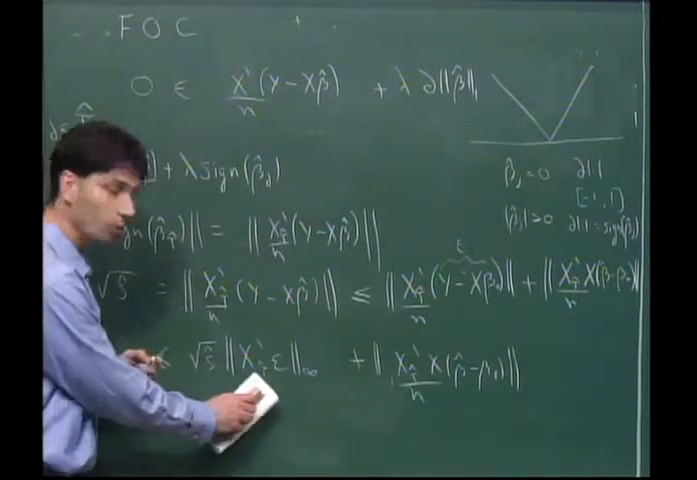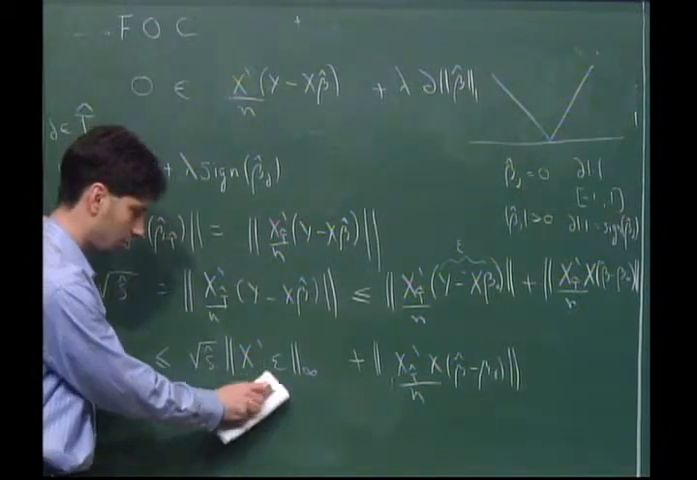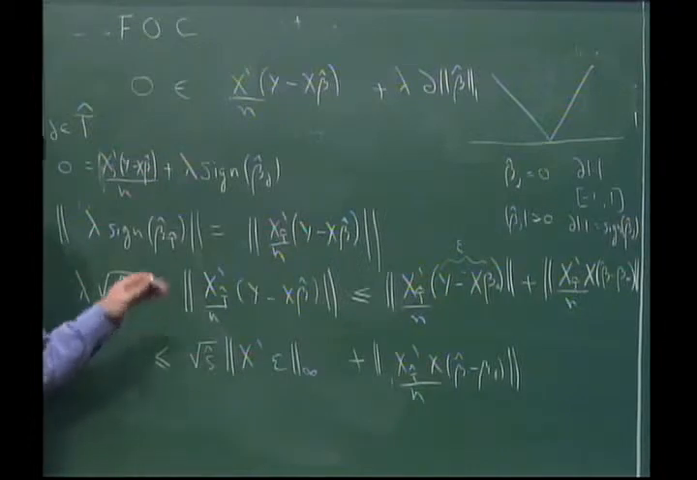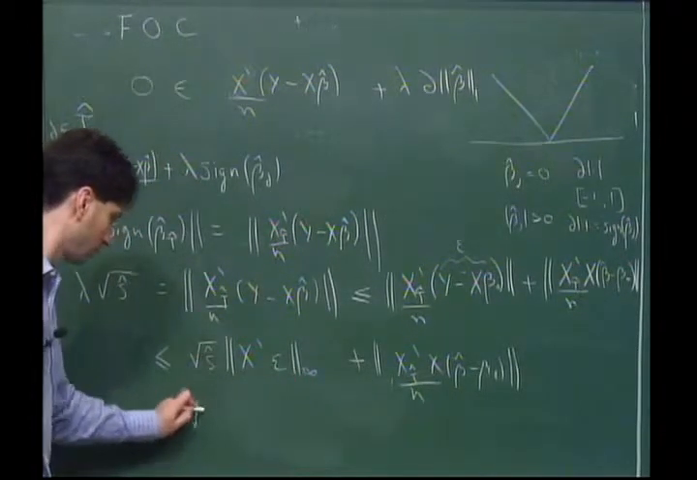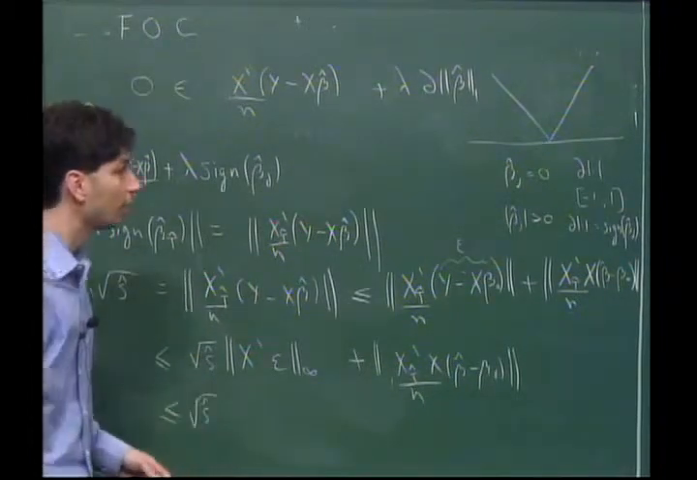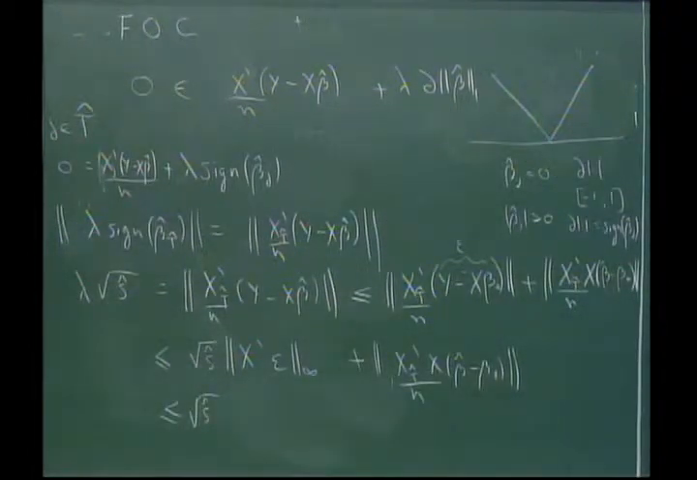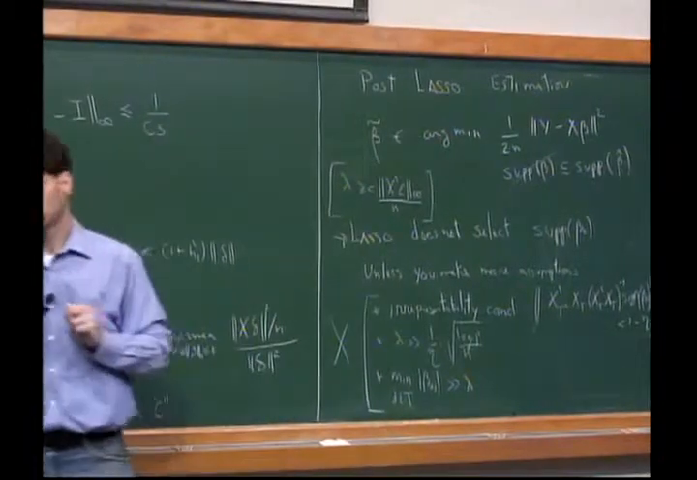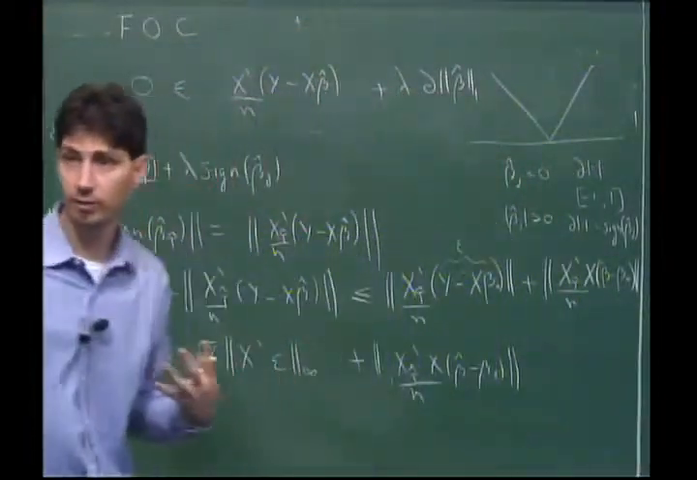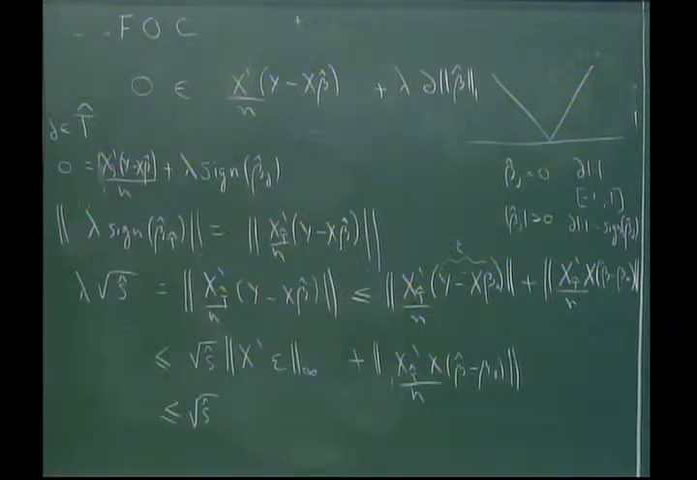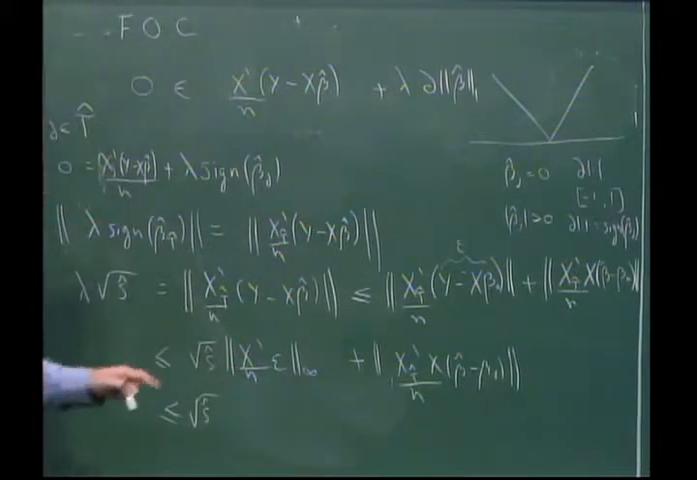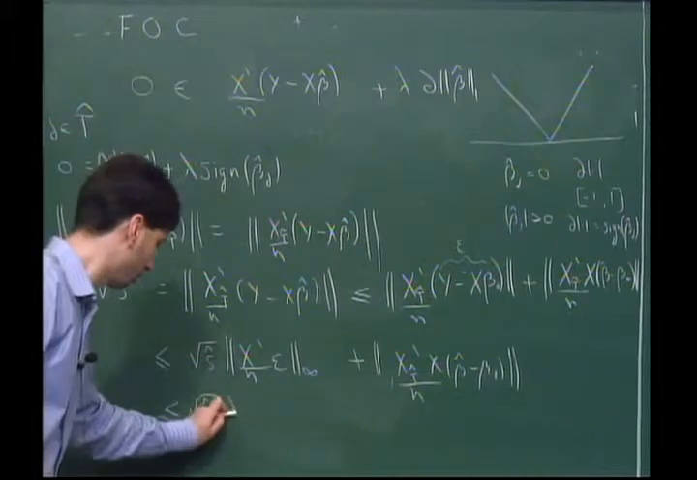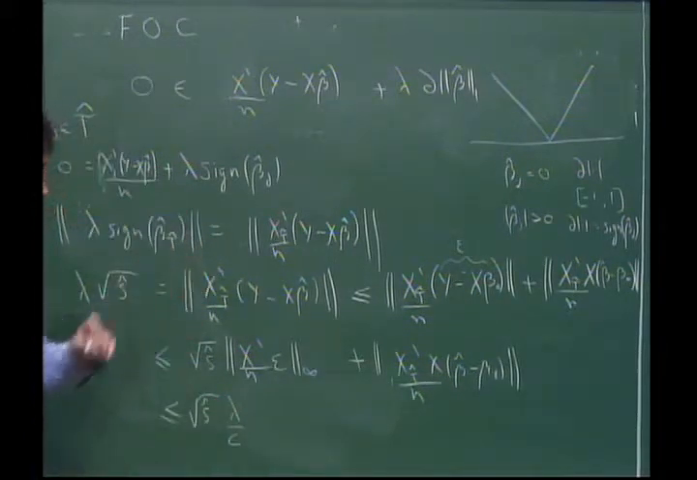And then let's make it even looser by just removing the t. So it's a maximum of all of them. But then this piece, since we are using the assumption that Lasso is well behaved, I chose properly the penalty level. So this is lambda over c from that condition.